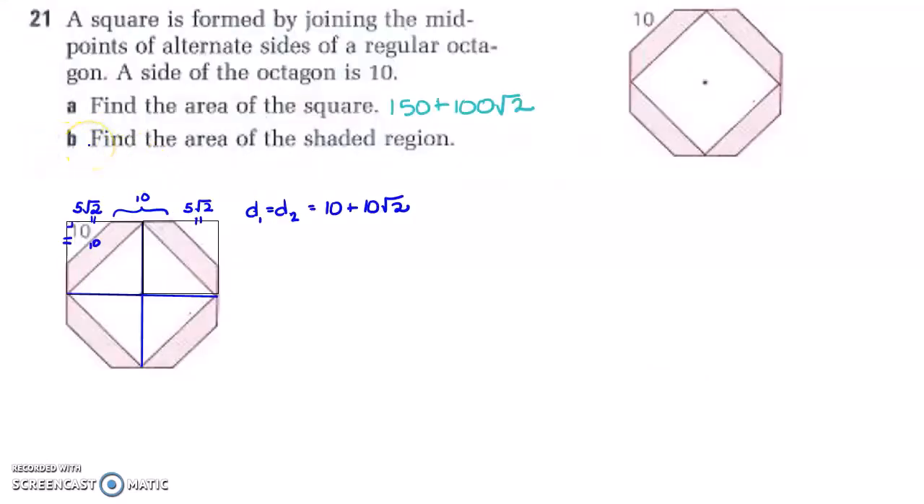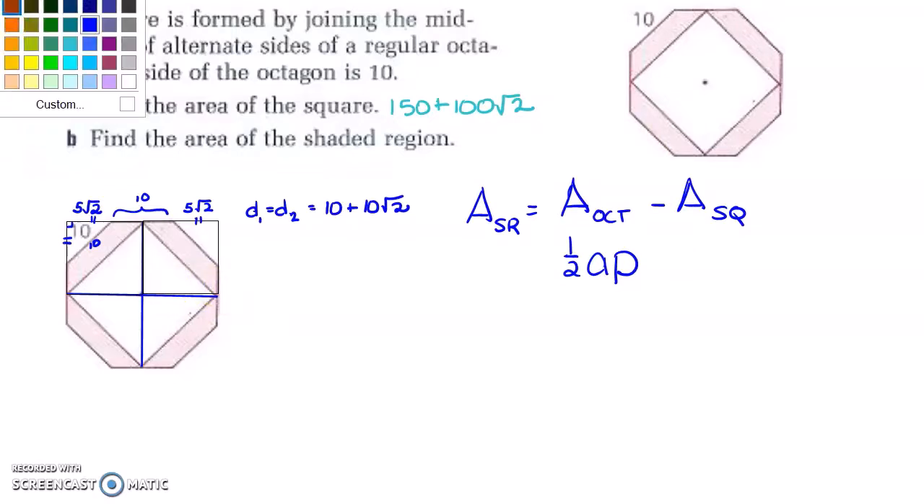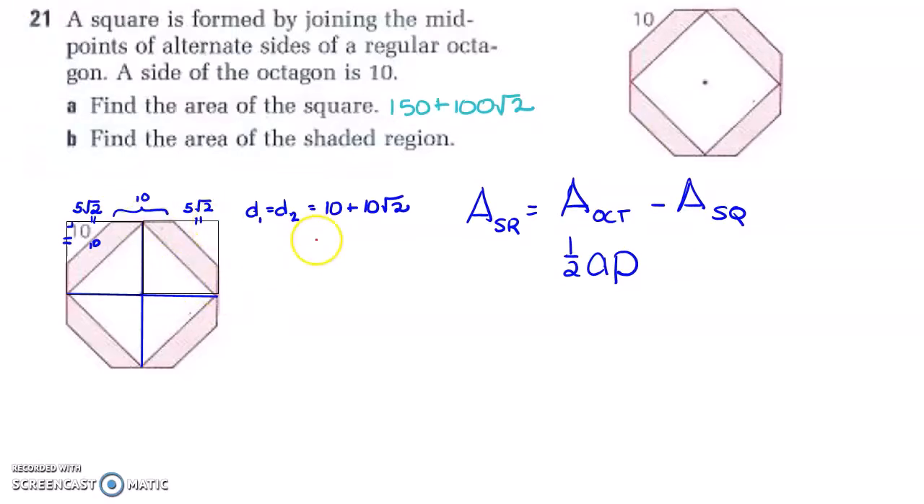In part B of this problem, we're asked to find the area of the shaded region. Well, the area of the shaded region is going to be equal to the area of the octagon minus the area of the square. So the area of the octagon is going to be 1/2 the apothem times the perimeter, and we have the area of the square from part A. The apothem is going to be 1/2 of the length of the diagonal, which is going to be 5 plus 5 square root 2.